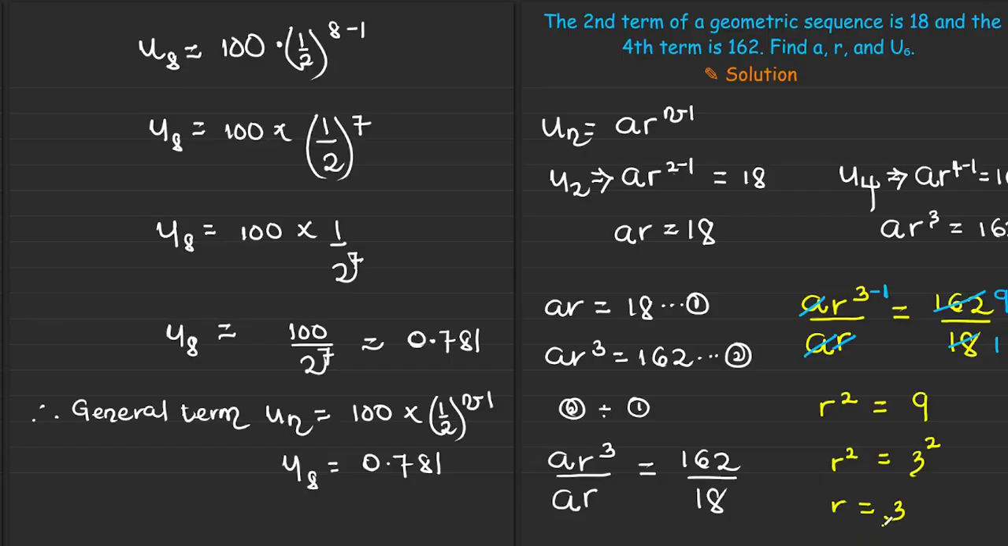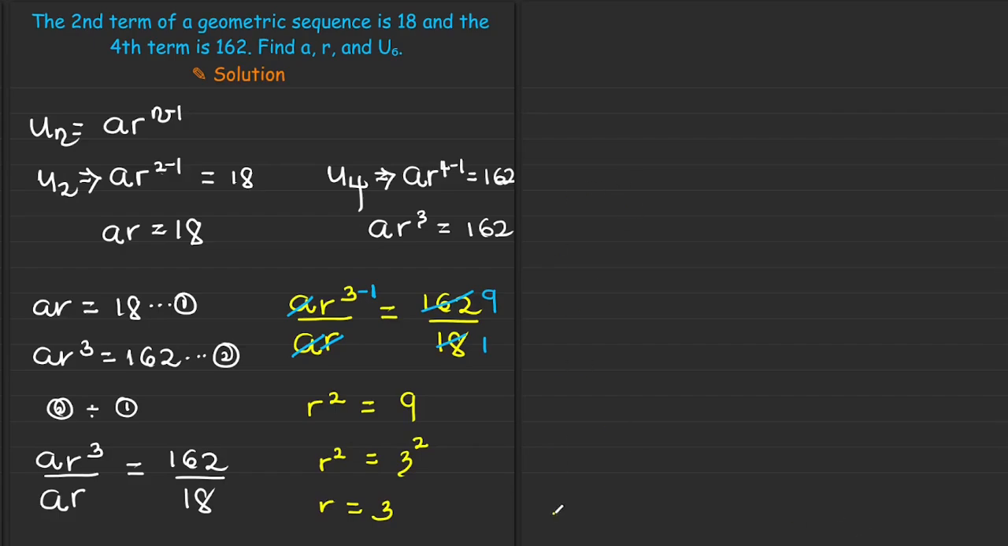How do we get the A? You can simply put R into any of the equations. For that matter, I'm going to put R into equation 1. This was equation 1, you see. So substituting R, we have A times the value of R, which we know to be 3, being equal to 18.